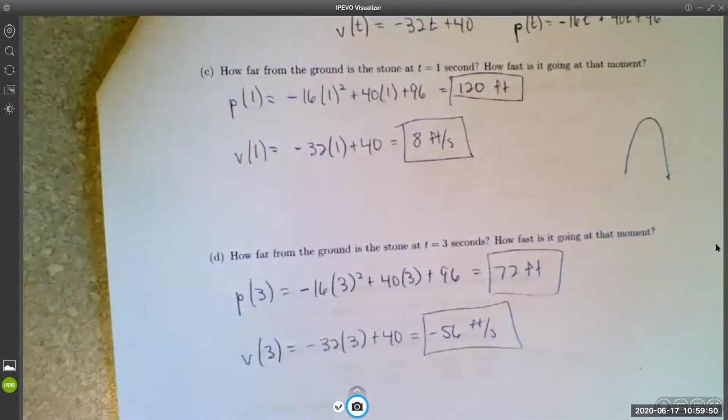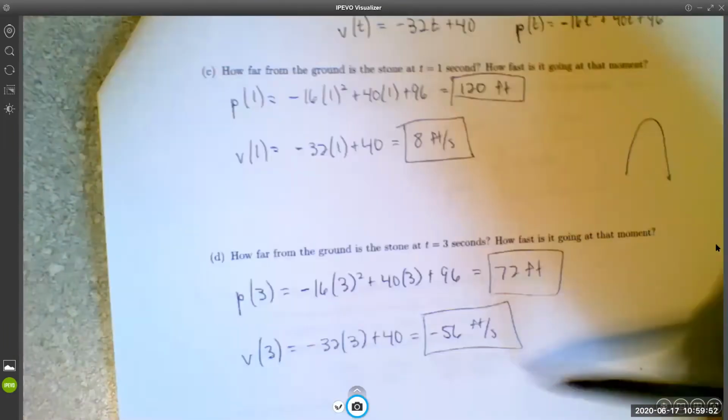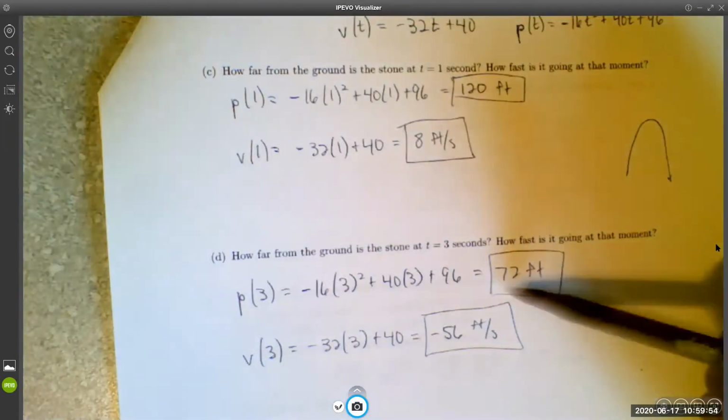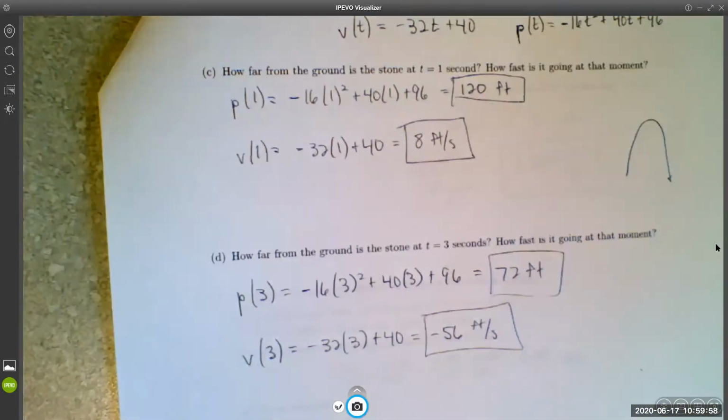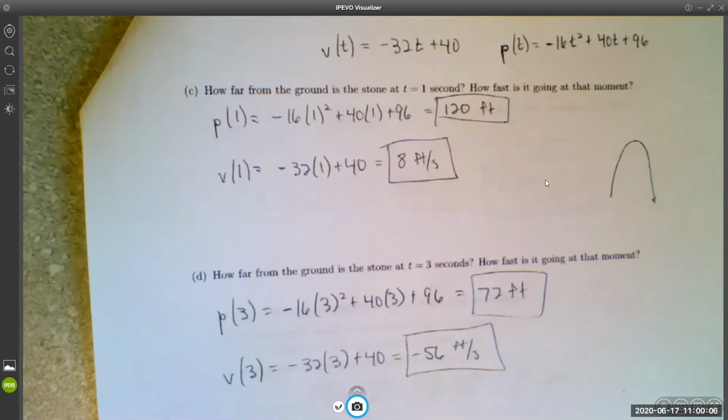Okay. It's not going to take it very much longer to get to the Earth, right? It only has 72 feet to go before it hits the ground, and it's moving at negative 56 feet per second. So it'll take less than a second, or actually, I guess I'm not sure how long it'll take, but not very long. So that's that. That's all I'll say about derivatives for now, but they're going to come up again throughout the course.